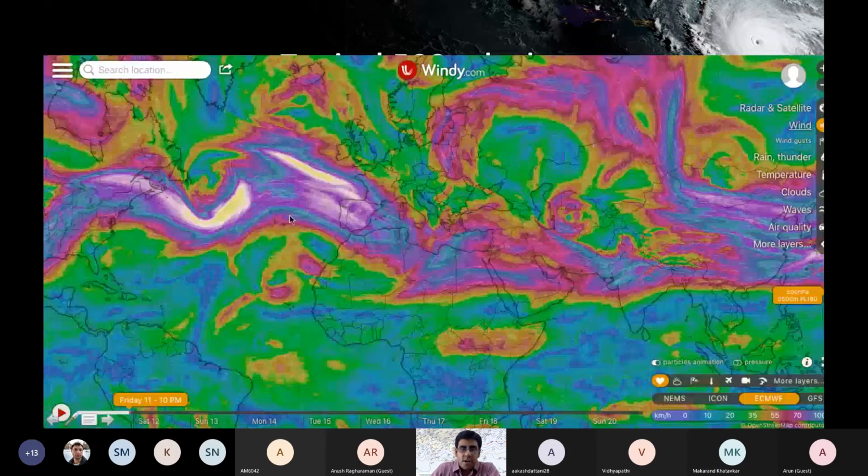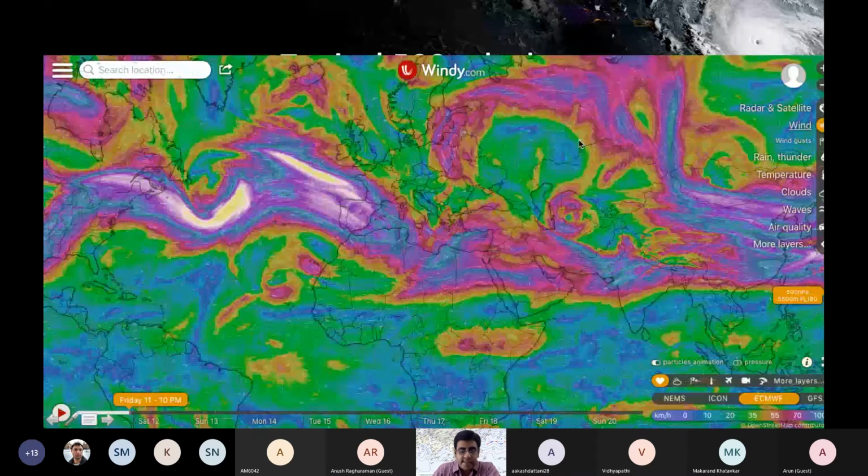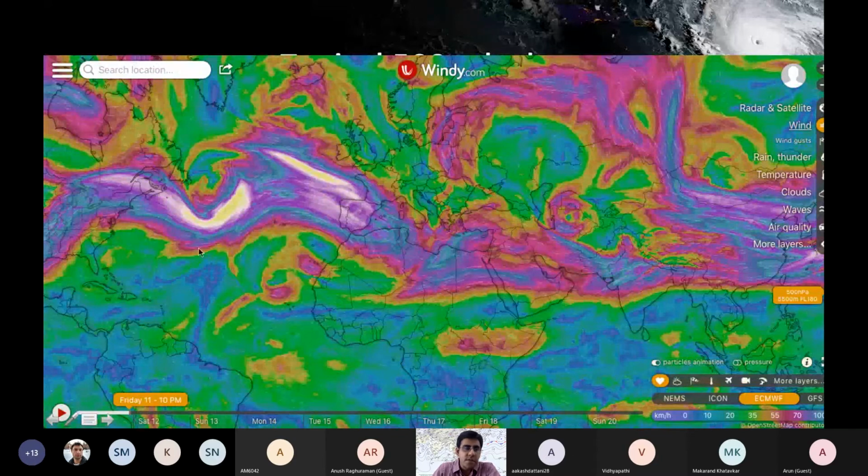So I just wanted to show this. This is from a windy.com chart. The reason I took windy.com is because IMD only gives it for the Indian Ocean region. But if you are interested in tracking the entire jet stream, then this is the global jet stream which is being shown. Okay, so you can see this.